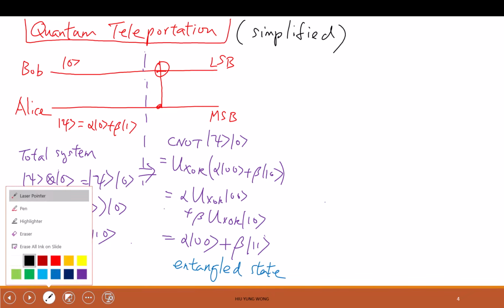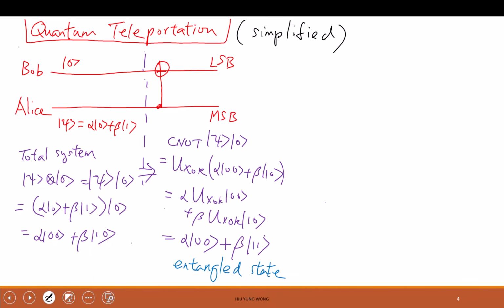So now I'm going to say this is step 1. Step 1 is that Alex and Bob are separated. We apply a control NOT operation, so the two electrons will get entangled. Okay, and then we have an entangled state. Any questions? If no, then I would like to go to the second step.